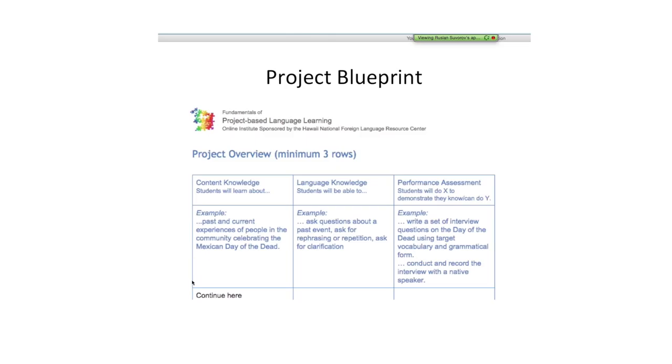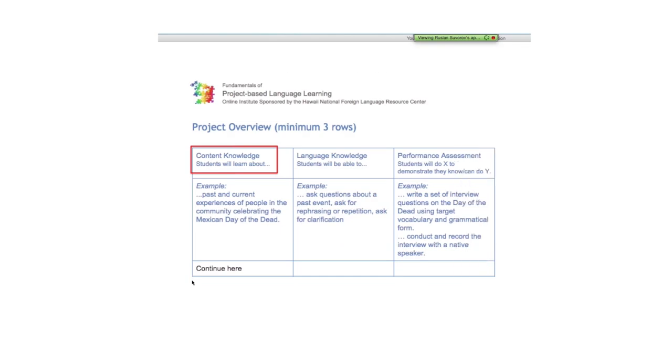And just to remind you, the project blueprint is a document that you will need to complete by the end of the fundamentals of PBL Online Institute in order to earn a digital badge. So this project overview table that you see on your screen is from page 2 of the project blueprint. So this dual goal of project-based learning having to address the development of learners' language knowledge and content knowledge is reflected in this table.